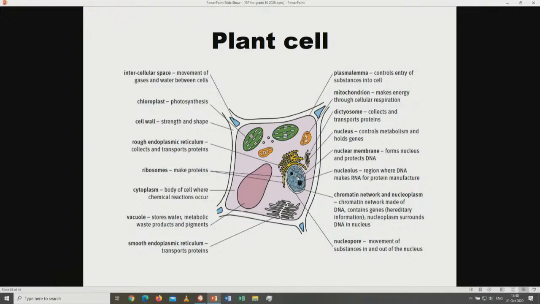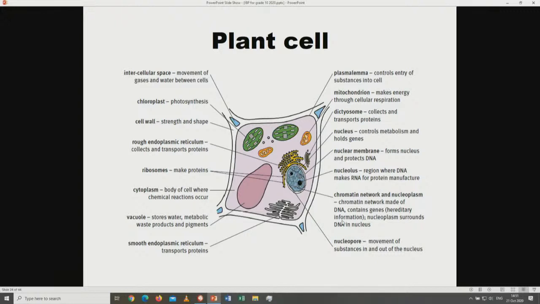We have the nucleus of the cell, which consists of a nuclear membrane, which forms the nucleus and protects the DNA. We have the nucleolus, which is the region where DNA makes RNA for protein manufacture. We have the nucleopore. This is the movement of substances in and out of the nucleus.